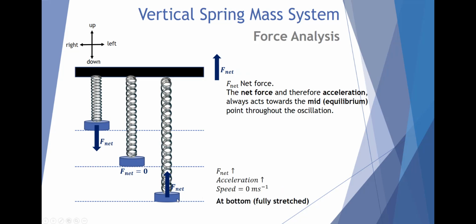We continue on now to the bottom of our oscillation. At this point, the net force is being operated back towards the equilibrium position. It therefore has an acceleration in the same direction back up. And again, much like at the top, we have a velocity of 0 at the bottom at that instant before it accelerates back towards the equilibrium position.